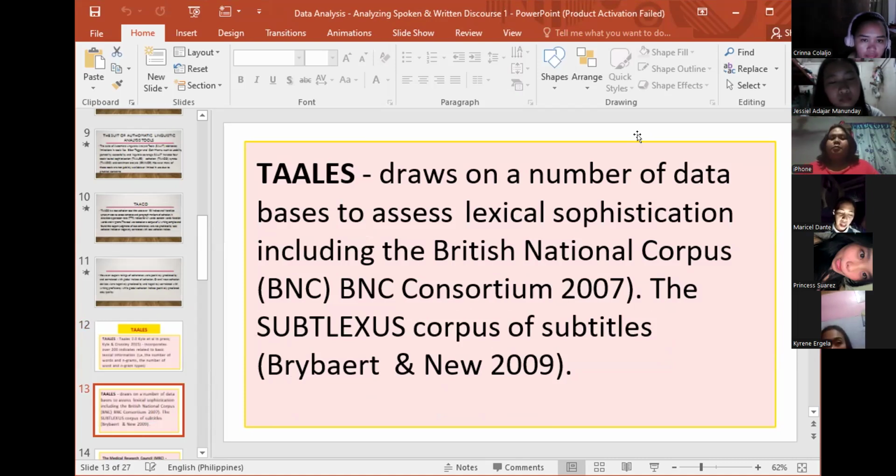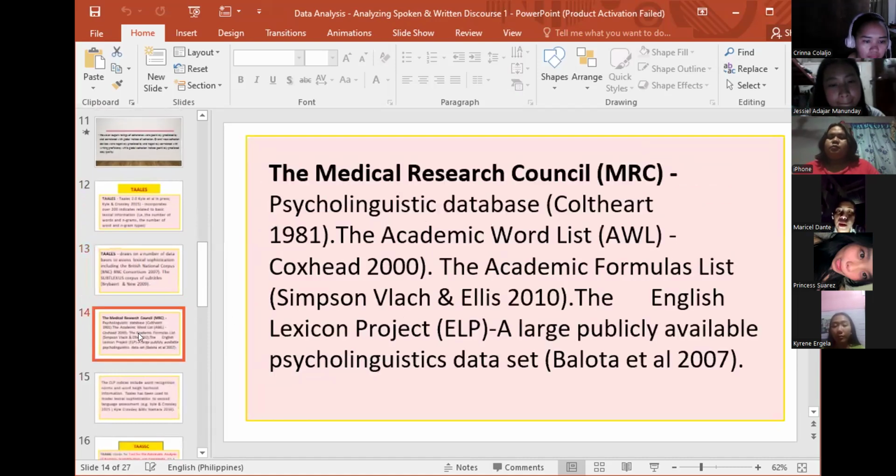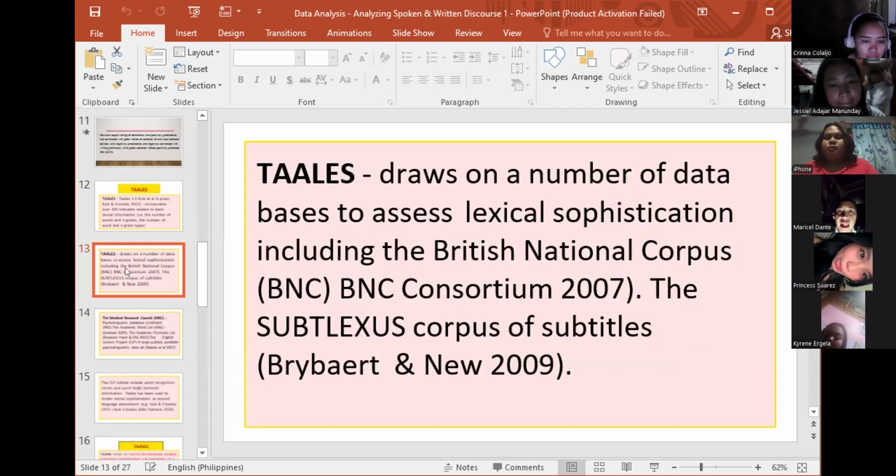Like word range, n-gram frequency, n-gram range, n-gram strength of association, word recognition norms, and word neighbors. The second one draws on a number of databases to assess lexical sophistication, including the British National Corpus or BNC Consortium 2007, and the SUBTLEX corpus of subtitles, Brysbaert and New 2009.